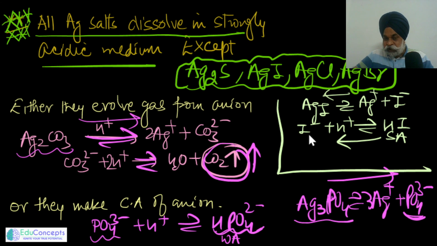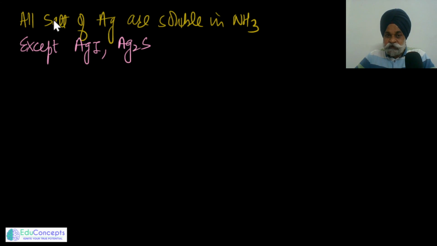Or you can simply say that an anion of a strong acid, when present with a silver salt, generally doesn't dissolve in strongly acidic medium. Next is, which is again very important, all salts of silver are soluble in ammonia. This you always have to remember.